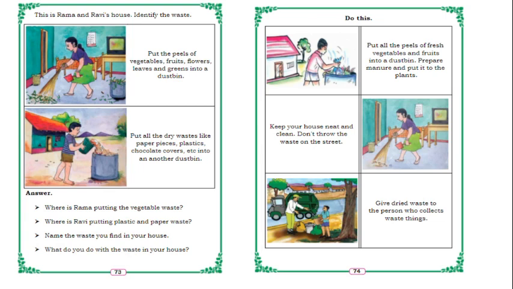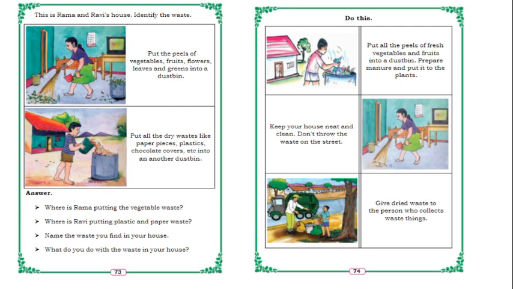She is collecting peels of vegetables, fruits, flowers and all, and she is putting them into the dustbin. And in the next, Ravi, what is he doing? He puts all the dry waste like paper pieces, plastic, chocolate covers, etc. into another dustbin. So it means, children, what should we do? We have to collect the garbage, means waste.